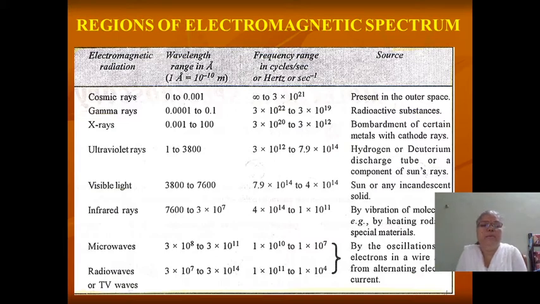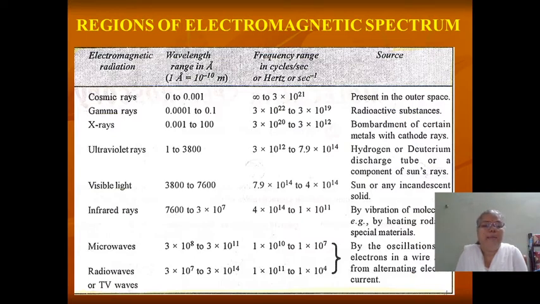Then the visible light, the visible range. Here these wavelengths are in angstrom units, remember well. The range of visible waves lies between 3800 to 7600 angstrom, that means 380 nanometer to 760 nanometer. And the frequency range is 7.9 × 10^14 to 4 × 10^14. And the source of the visible range is the sun or any incandescent solid.